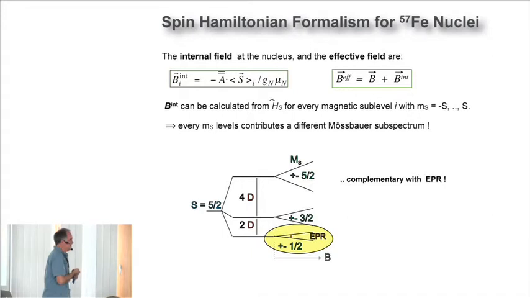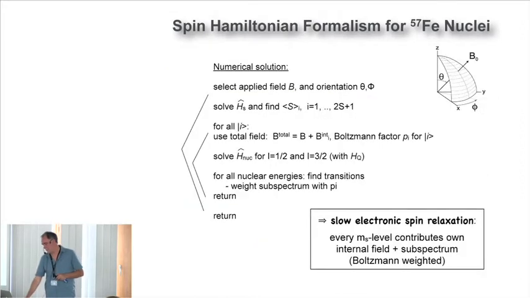And this internal field has now to be calculated for every electronic level. Each of these MS levels, or spin levels, has a different spin expectation value, and therefore a different internal field. So the Mössbauer spectrum, even for a single field direction in a single crystal experiment, would already be the Boltzmann-weighted sum of these 6 contributions for a spin of 5/2.